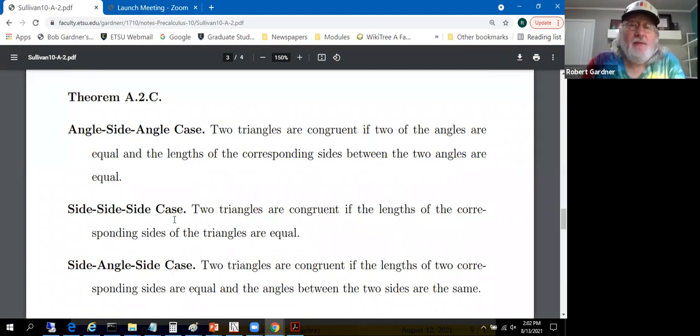Side, side, side. Two triangles are congruent if the lengths of the corresponding sides of the triangles are equal. So, gee, that implies the angles must be equal as well because it's implying congruence. So if we have all this information about sides, we can draw some information about congruence. Side, angle, side, SAS. Two triangles are congruent if the lengths of two corresponding sides are equal and the angles between the two sides are the same.